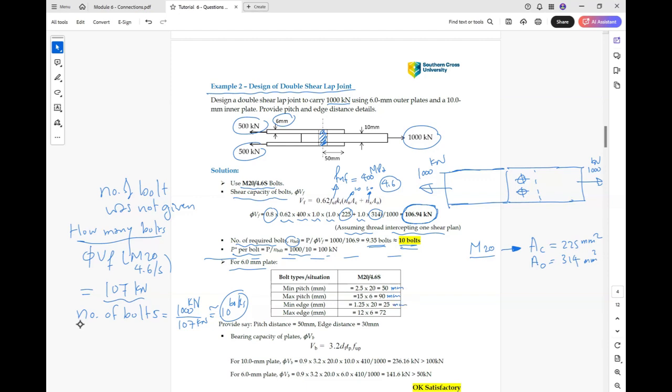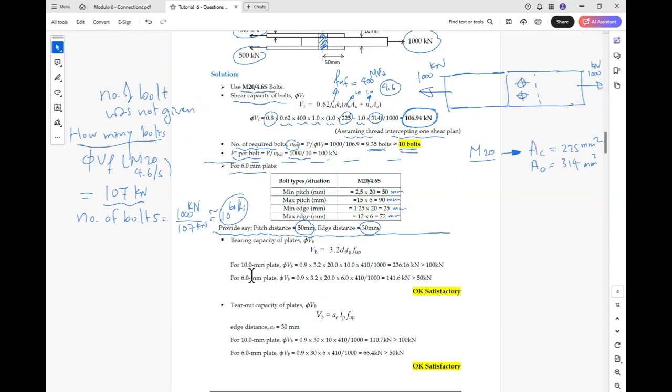The maximum edge is 12 T plate, so it is 72 mm. So it was taken as the pitch distance 50 mm, the edge distance as 30 mm. Okay, so just take 50 and 30, between 25 and 72.